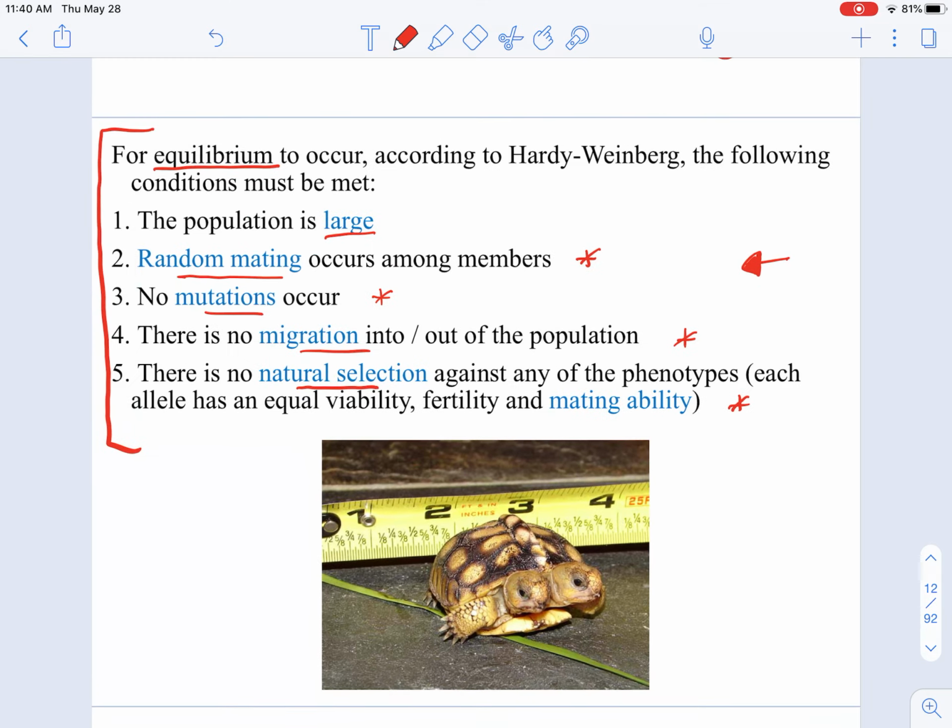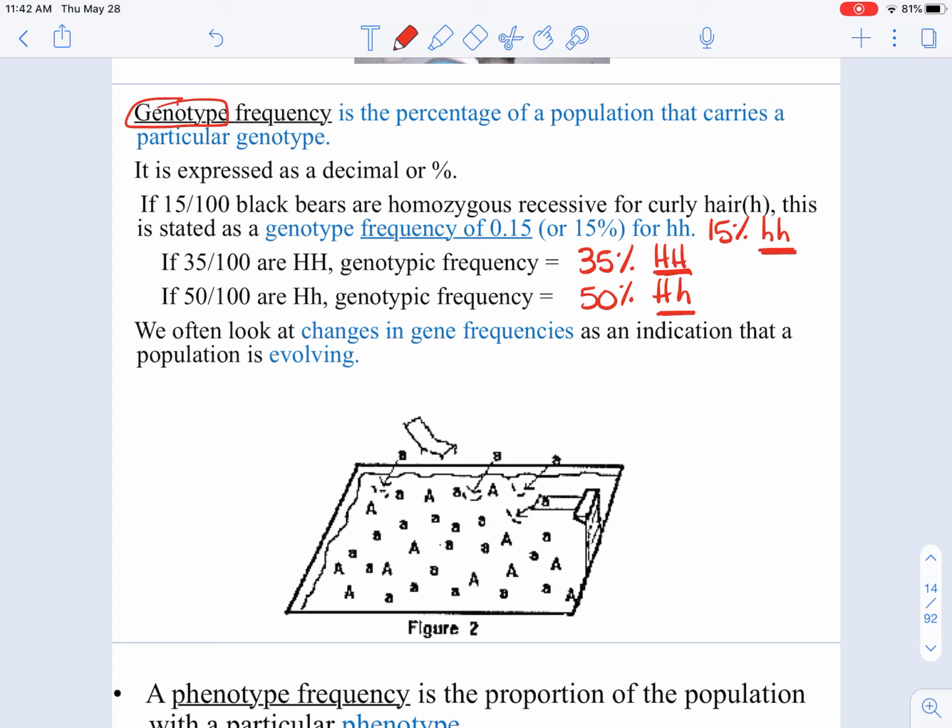So as we maybe look at the difference between genotype and phenotypic frequency, remember genotype would be these three possible genotypes, and we can state them as a percentage. If they found out that 15% were homozygous recessive for these bears that we're looking for, where curly hair was recessive, they found out 35% were homozygous dominant, and 50% then would be heterozygous, because they have to equal 100% being one of these three genotypes.